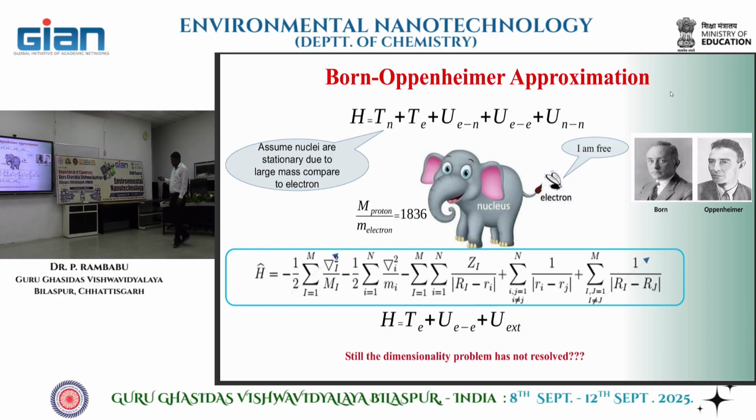So they are comparing this nuclei with an elephant. An elephant is heavy and cannot move, but sometimes elephants run faster than us. That is a different issue, but here I am showing that, and the electron is like a freebie, so it will move faster. Okay, yeah. So in the Born-Oppenheimer approximation also we have the dimensionality issue.